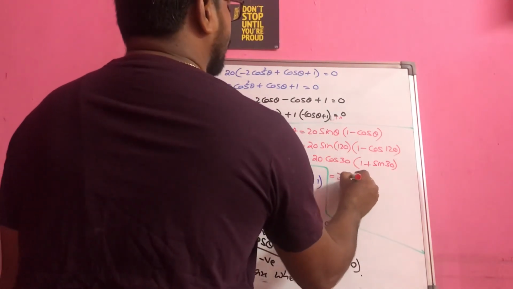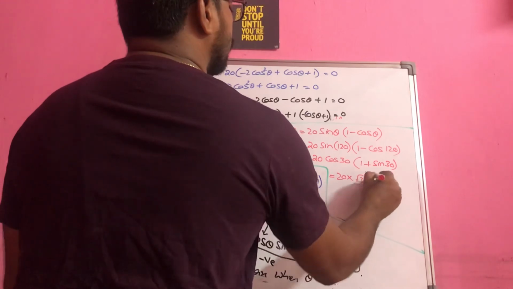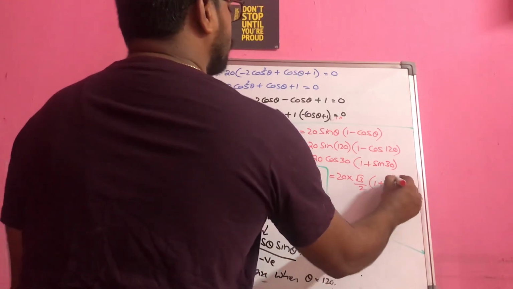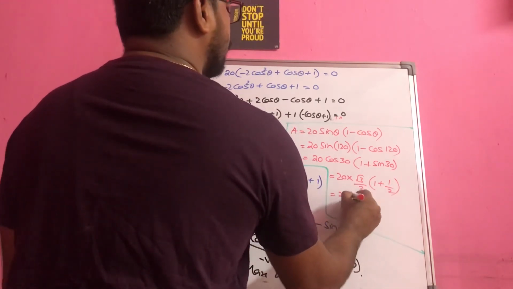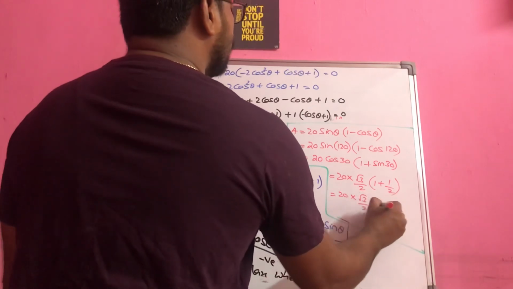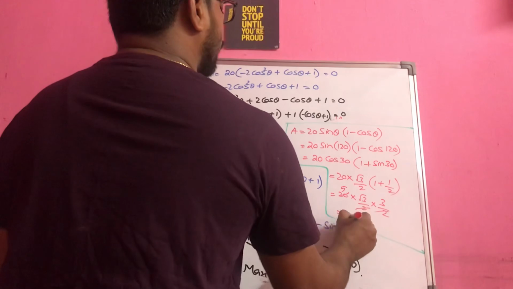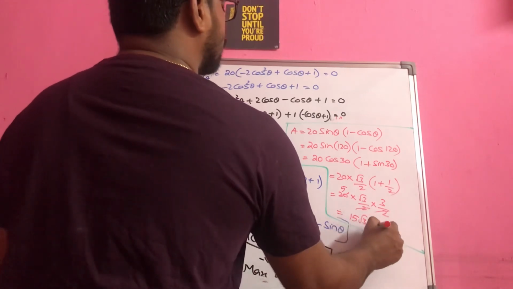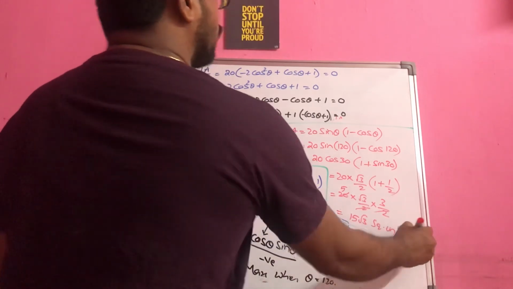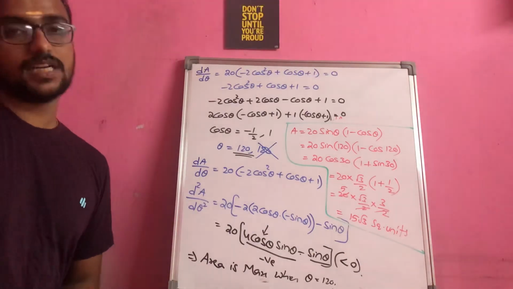So this is 20. Cos 30 is root 3 by 2. Sin 30 is 1 by 2. So 20 into root 3 by 2 into 3 by 2. So this is for 5 times, 5 into 3, 15 root 3 square units is the maximum area of an isosceles triangle.